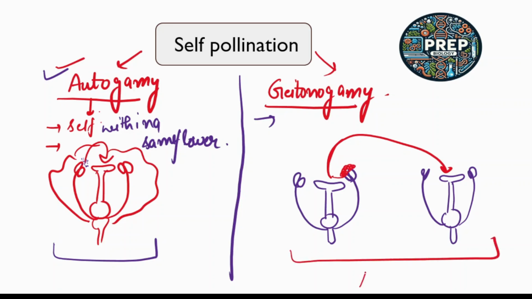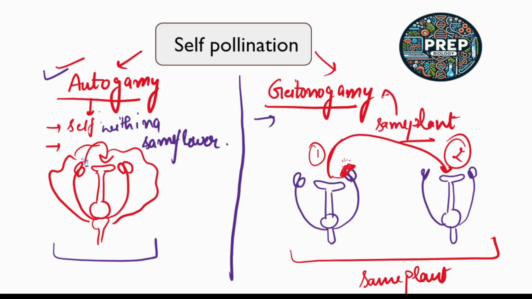On the same plant there are a number of flowers present, so the transfer of the pollen grains occurs from one flower to the second flower on the same plant. That condition is called the geitonogamy. I hope this difference is clear to you all. Autogamy is the transfer occurs in the same flower. Geitonogamy is the transfer of the pollen grains from anther to the stigma of another flower of the same plant. So this difference is very, very important.